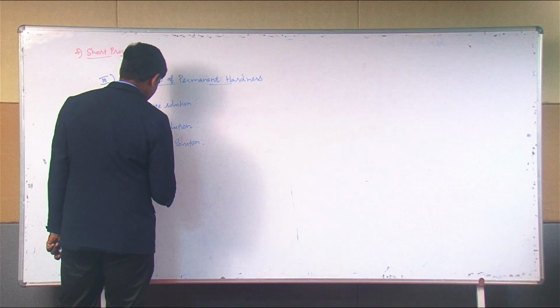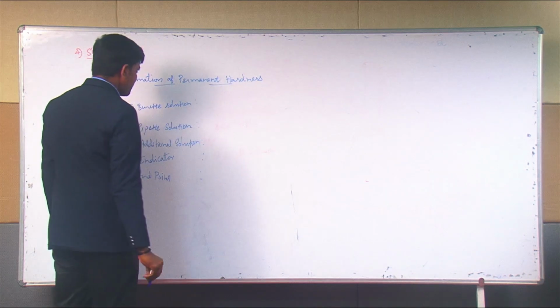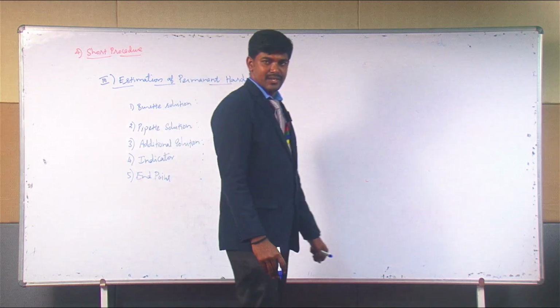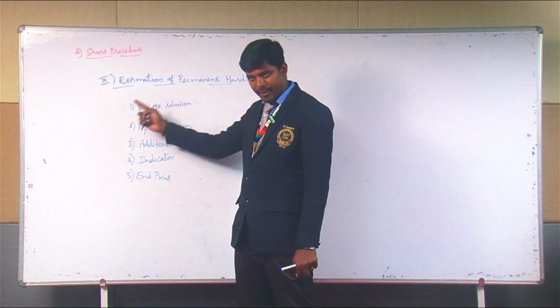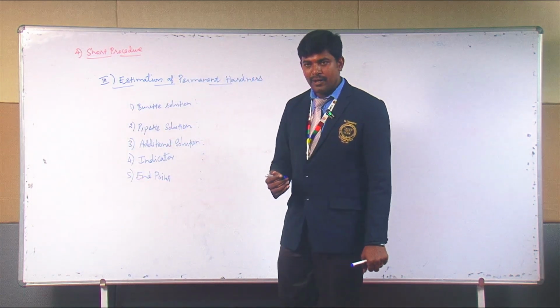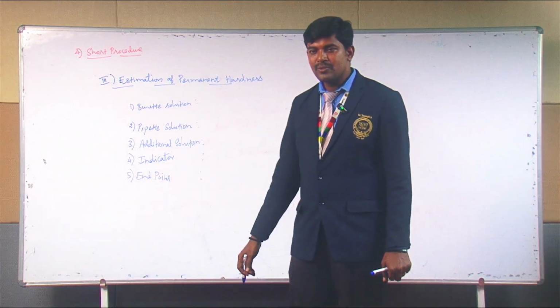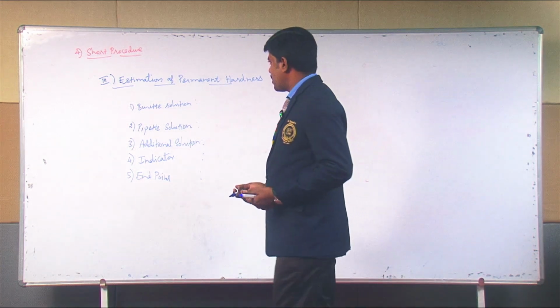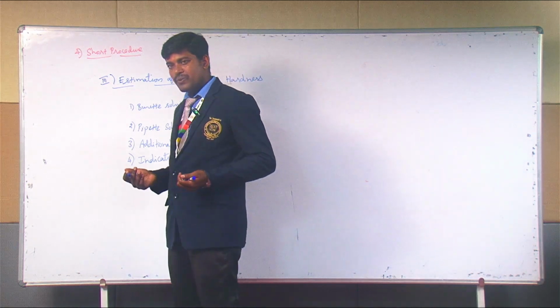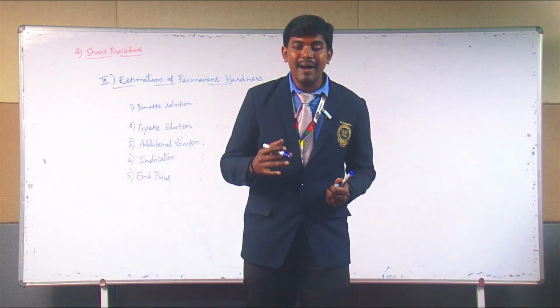We need to keep these things in mind, because while writing the short procedure of all three titrations, these contents are common. Here we are going to estimate the permanent hardness. Permanent hardness means the temporary hardness is removed. How do we remove the temporary hardness? By simple boiling.